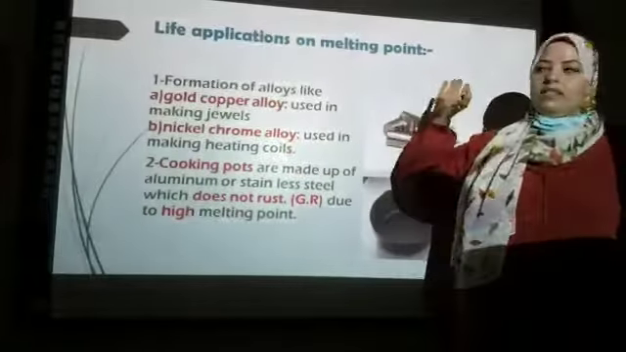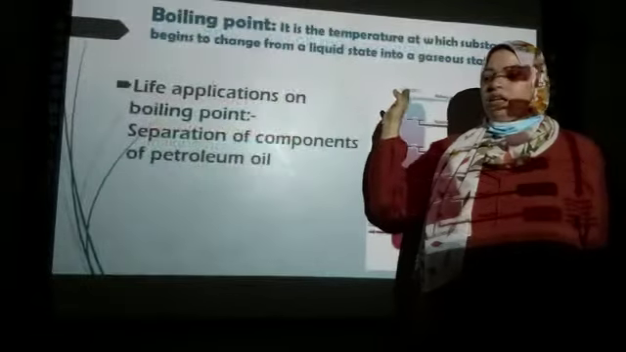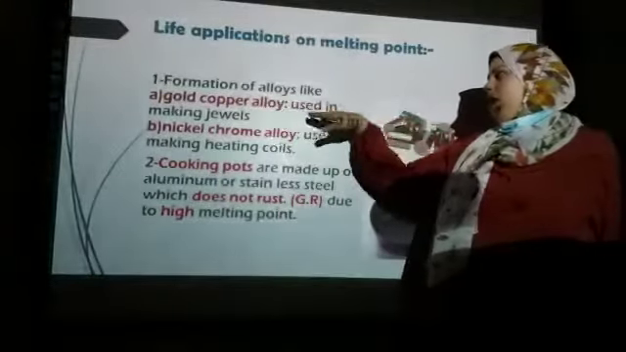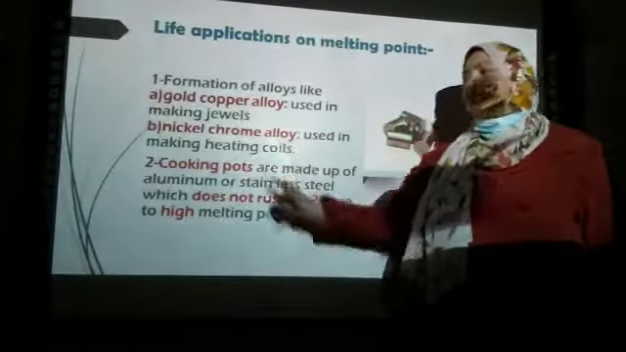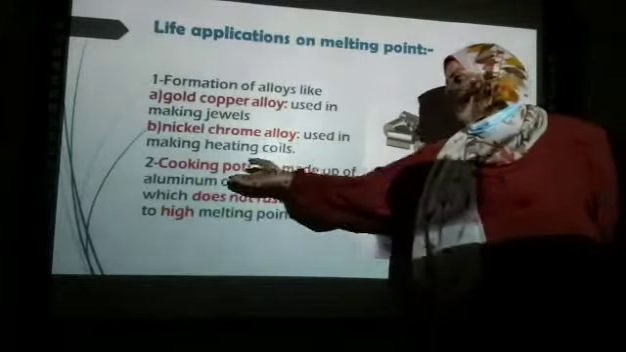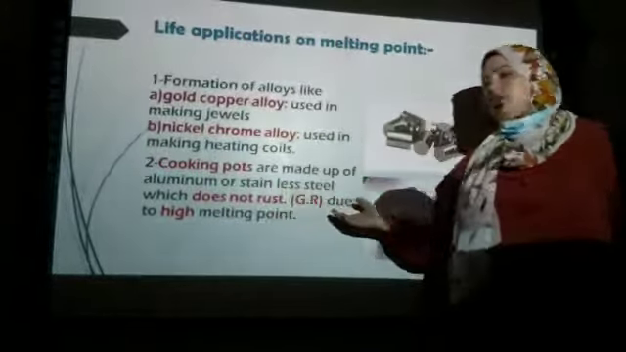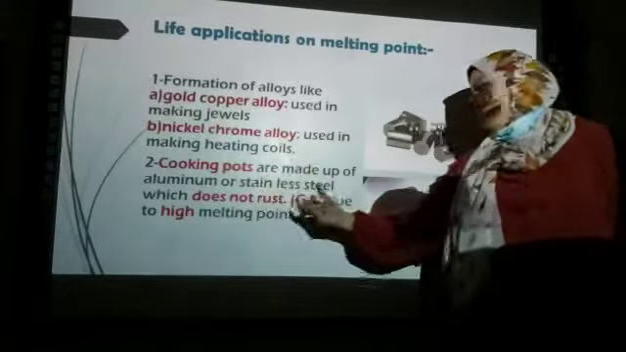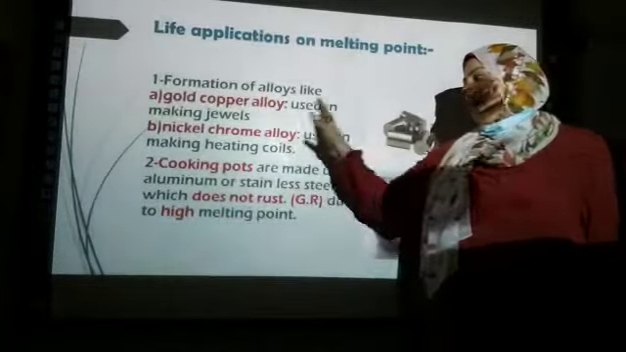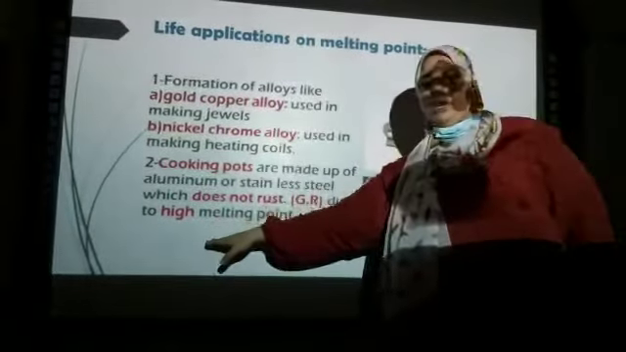Life applications of melting point. Formation of alloys like gold and copper alloy. Gold-copper alloy is used in making jewels, and nickel-chrome alloy is used in making heating pots. Cooking pots are made of aluminum and or stainless steel, which doesn't rust. So I use aluminum in making cooking pots due to what? Due to its high melting point.